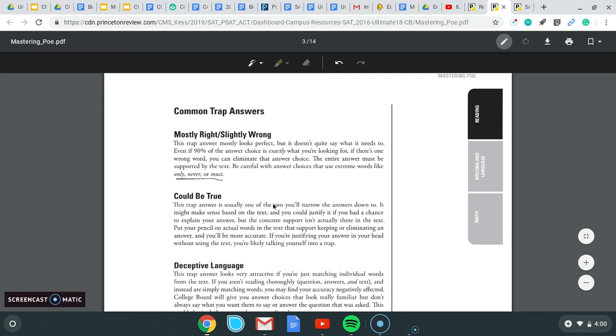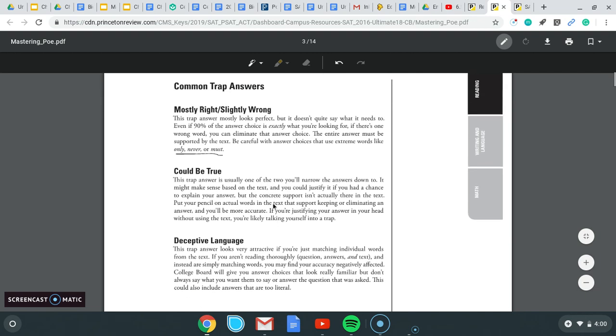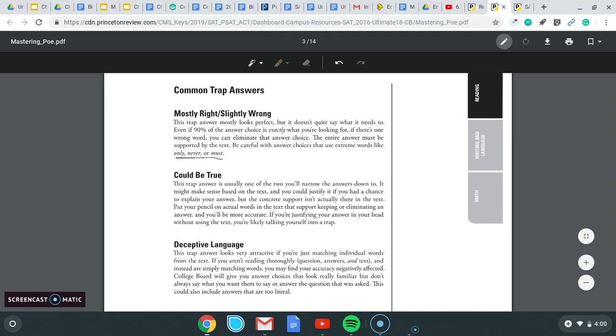Another one is the "could be true." This trap answer is usually when you get to the last two answer choices and one of the answers really, really makes sense. You're like, oh, that could be true, and if I had time, I could really justify it and support it. But it's not actually found in the text. This is a could be true.